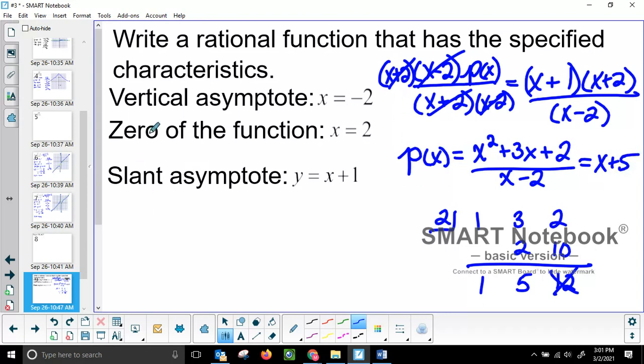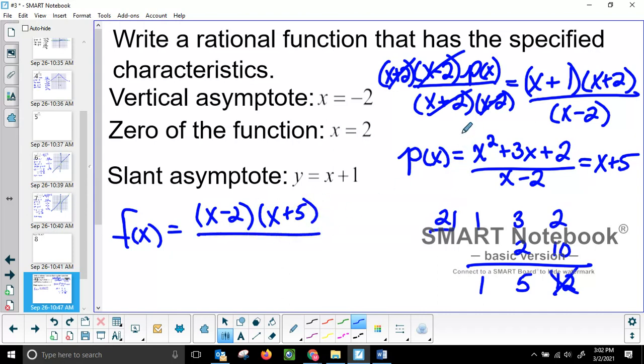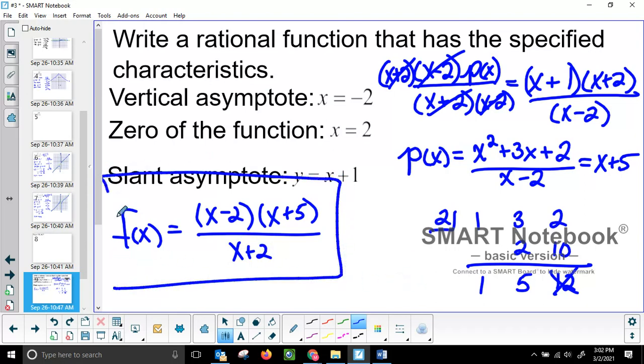All right, so now I can rewrite this stuff. I no longer will need the slant asymptote. I just needed that to help me find my p of x. So my actual function here, my f of x, is going to equal x minus 2, because I need a 0 of 2, so that goes in the numerator, times my p of x, which I just found to be x plus 5, over my vertical asymptote of x equals -2 tells me I have an x plus 2 down here. And you could leave it just like this. This is perfectly fine. If you wanted to multiply this top out, you could. It doesn't matter. It's the same thing.